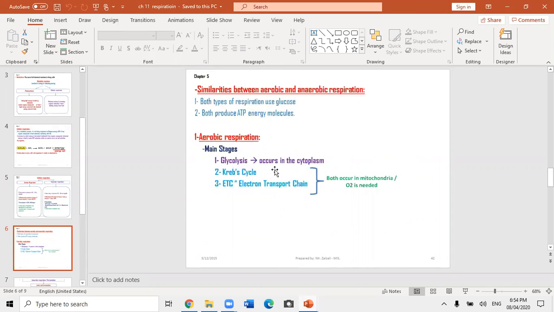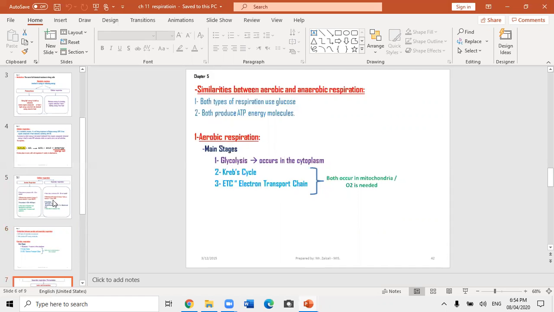Glycolysis occurs in the cytoplasm. It's the breakdown of the glucose molecule, whereas the Krebs cycle and electron transport chain are the other stages of aerobic respiration. We usually give the students a video to understand these steps. However, in this chapter, we will only focus on the difference between aerobic and anaerobic at the beginning. And this one surely needs oxygen to happen since it's aerobic respiration.